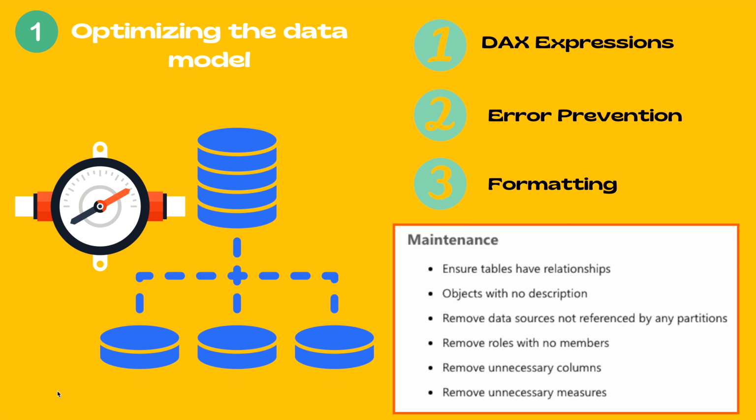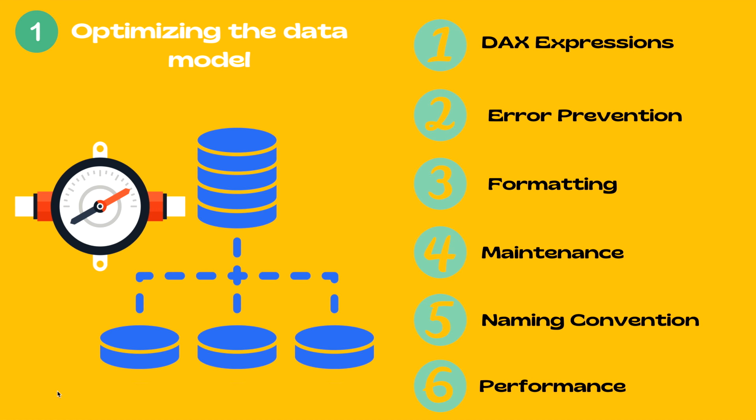Remove the roles with no members. If you are creating any roles for RLS and there's no member in one, you should not keep it in your data model. You should remove them. You should remove unnecessary columns as well as unnecessary measures. So these all are going to help you to load your data very quickly and the report would get rendered very easily.